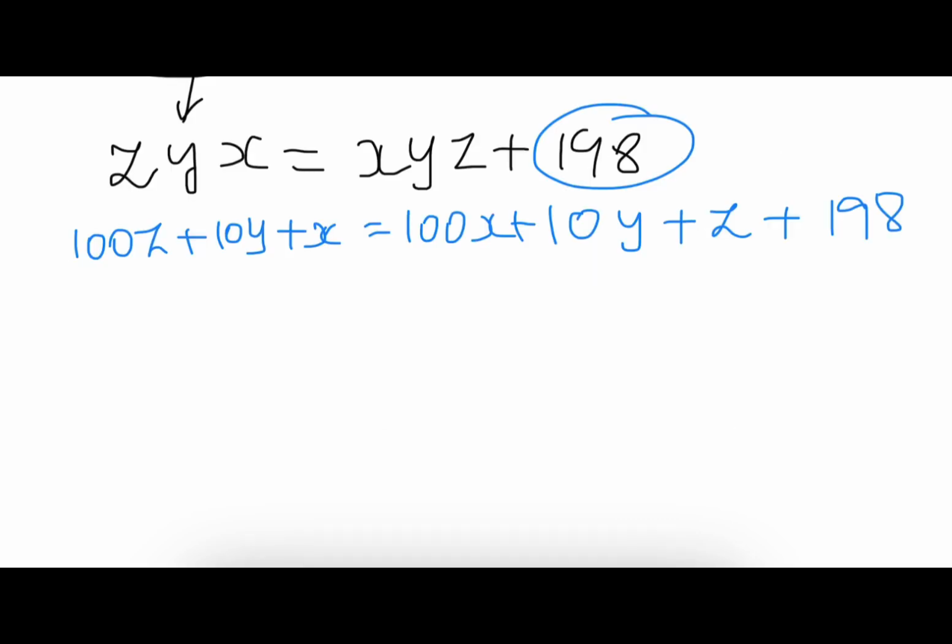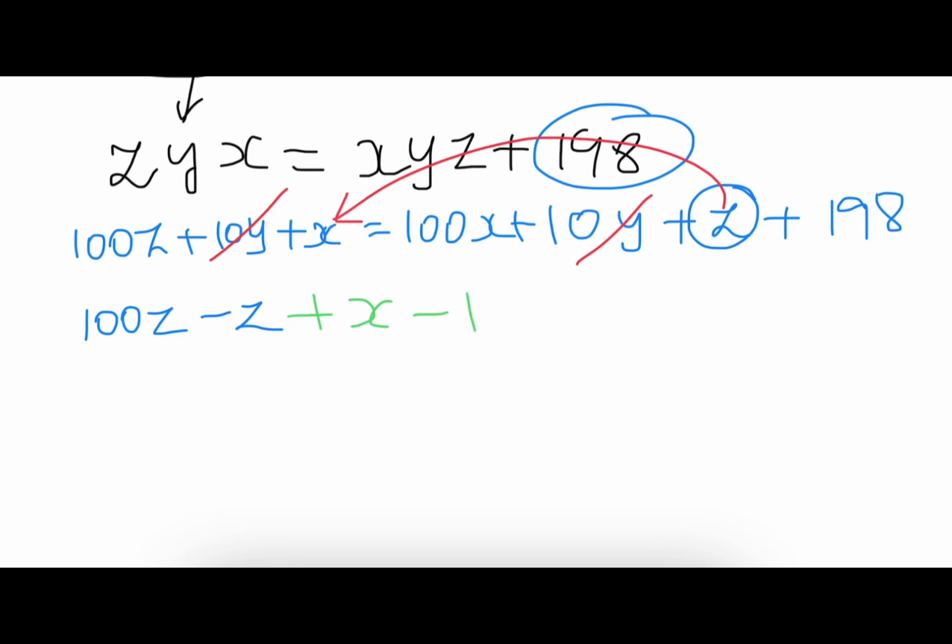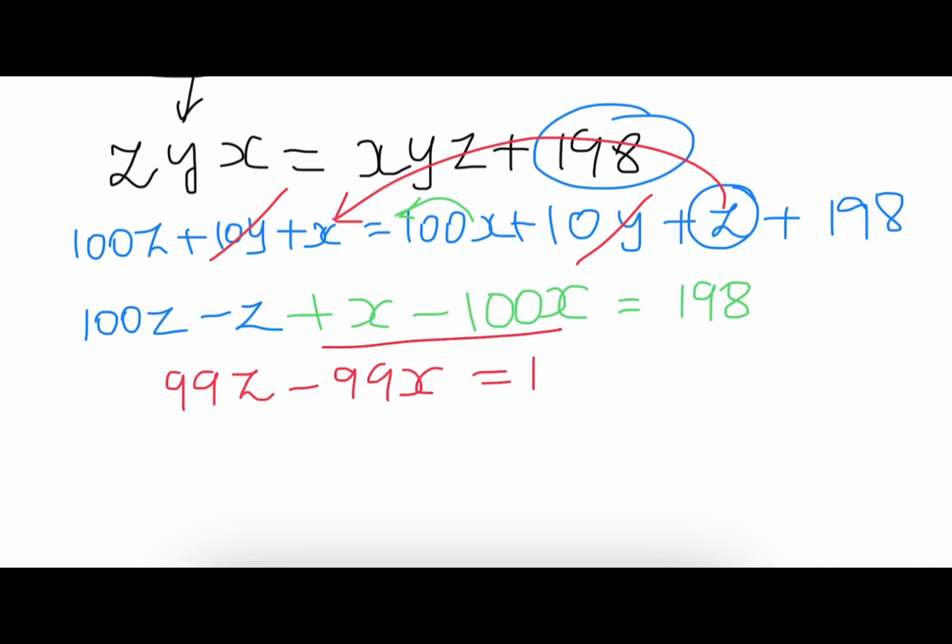Further, when we simplify, it's going to be 100Z minus Z, taking this from RHS towards LHS. So it becomes minus Z. Plus 10Y here on the opposite sides gets cancelled, plus X minus 100X going to the LHS. Therefore, it becomes minus 100X, and what's remaining on the RHS is 198. So when we simplify this further, 100Z minus Z is 99Z. 100X minus 100X plus X is minus 99X, gives 198. So here the common number is 99, right? Therefore I take 99 outside, 99 into Z minus X is equal to 198.